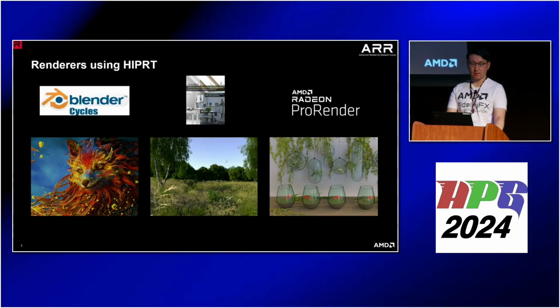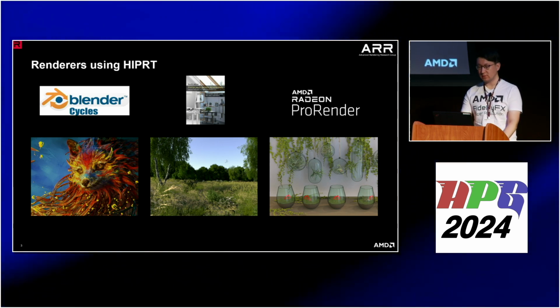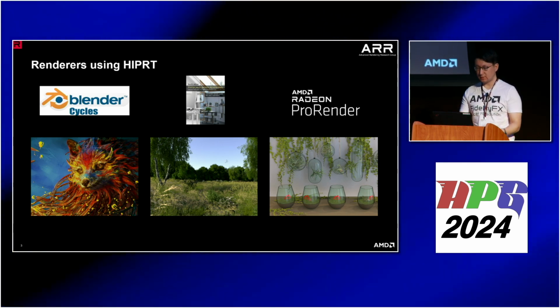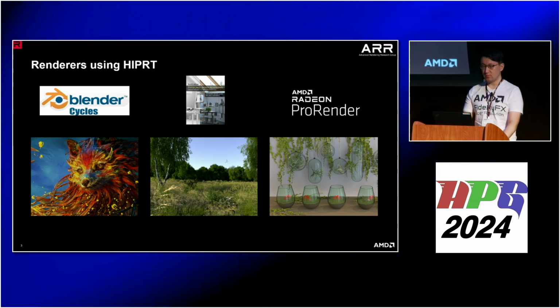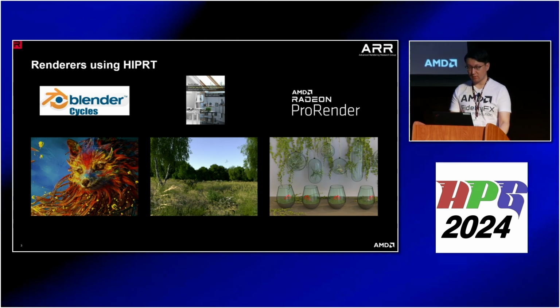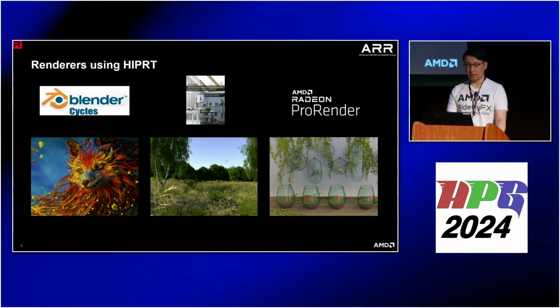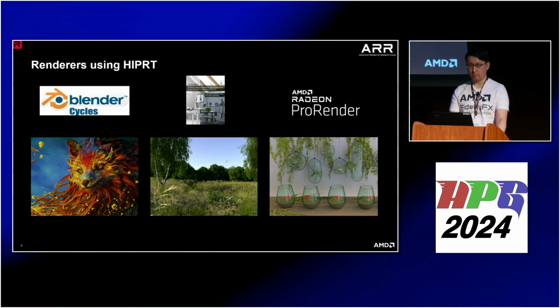HIPRT was already integrated into several renderers, so the most famous one, Blender Cycles. Next, we have PBRT4, version 4, which supports also GPU ray tracing, so we implemented another backend in HIPRT, very popular research-oriented or educative framework. And the last is our Radeon Pro Render.